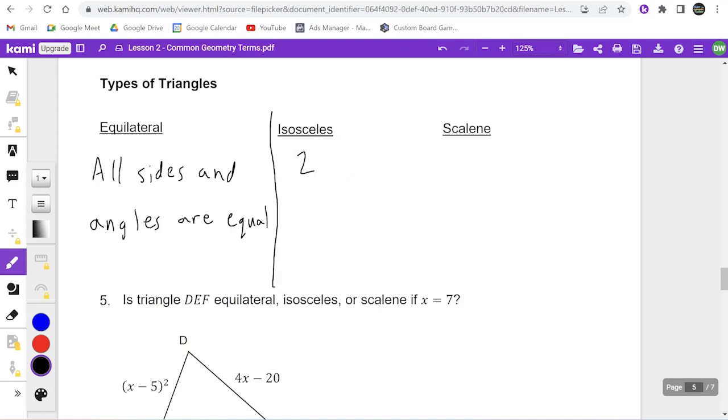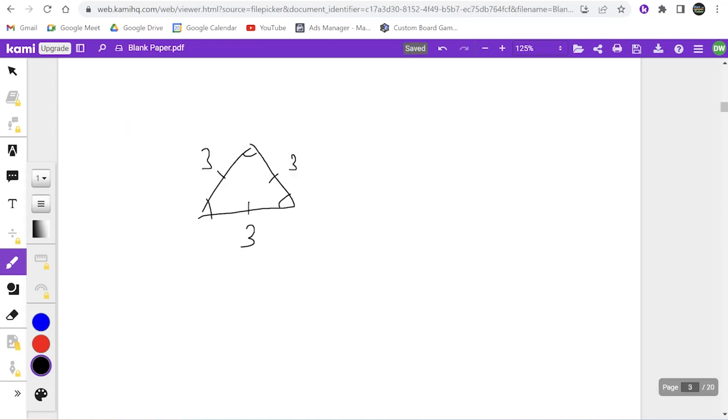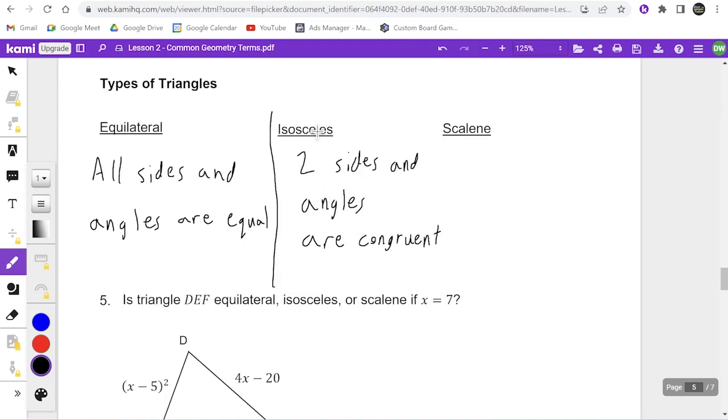Now for isosceles. Isosceles is just where you have two sides and two angles that are congruent. And that's basically the same idea, where if I were to draw it over here, I would say two sides are congruent, so like this one and this one, and then two angles are congruent. It matters which two, by the way. It needs to be these two because they're opposite of the sides. Now, you don't have to understand what that means yet. I'll explain it better in a few weeks, but these sides have to be congruent if those angles are congruent. Okay, so isosceles, two sides and angles are congruent.